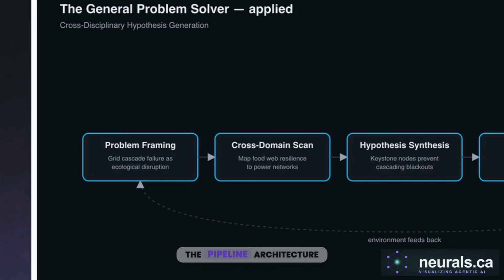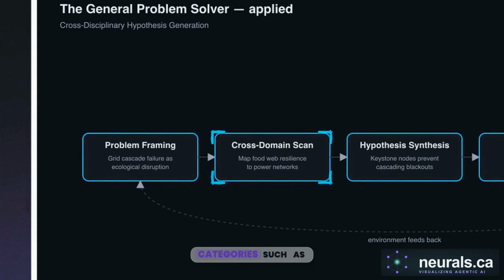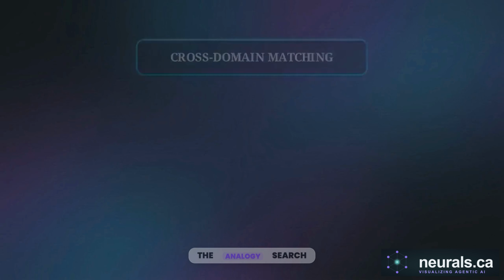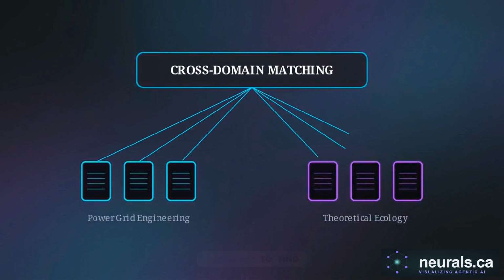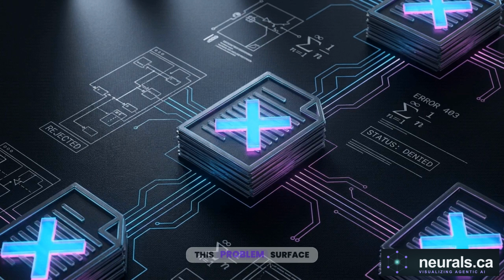Looking at the pipeline architecture, the operation begins with problem framing and the cross-domain scan. The system initially attempts to decompose the problem by slicing it into broad semantic categories, such as searching for general mechanisms. This approach is an immediate trap. Moving to the analogy search, the retrieval engine attempts to find matches using standard text embeddings. For this problem, surface text mapping is a guaranteed failure state.